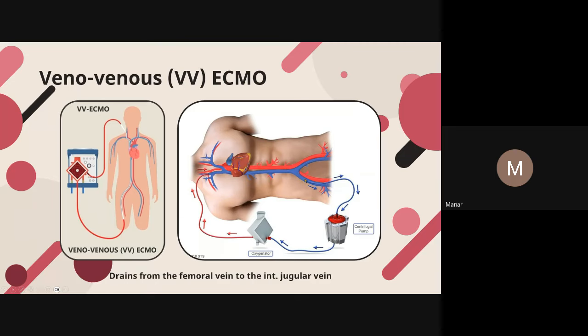It goes from the femoral vein and then into the centrifugal pump and oxygenator, and then it's oxygenated and goes into the internal jugular vein, into the superior vena cava, and then inside the right atrium. Now that's in the case of single lumen cannulas.